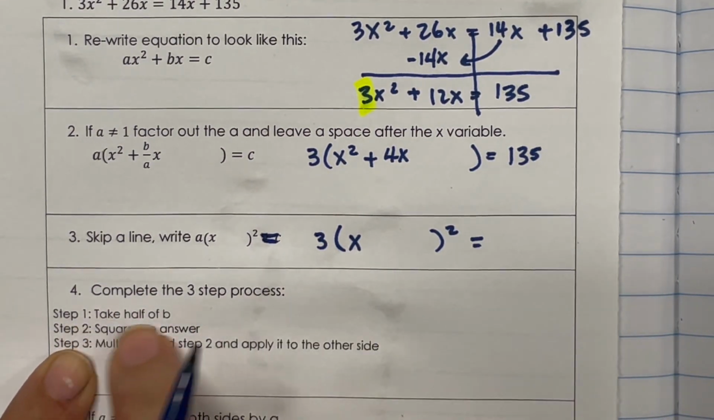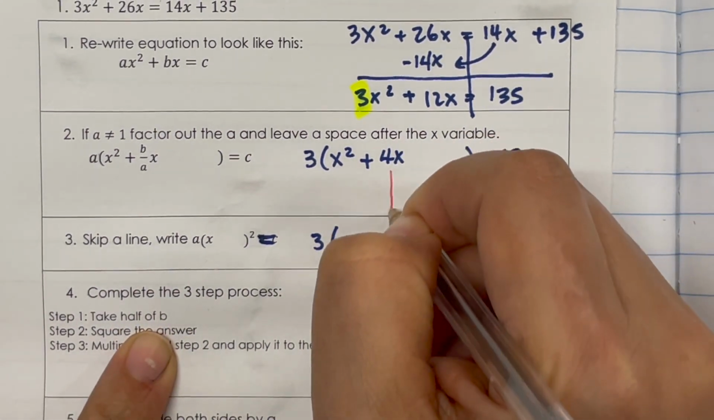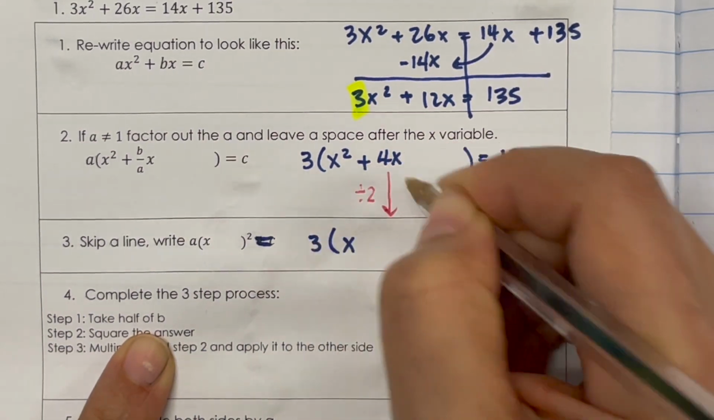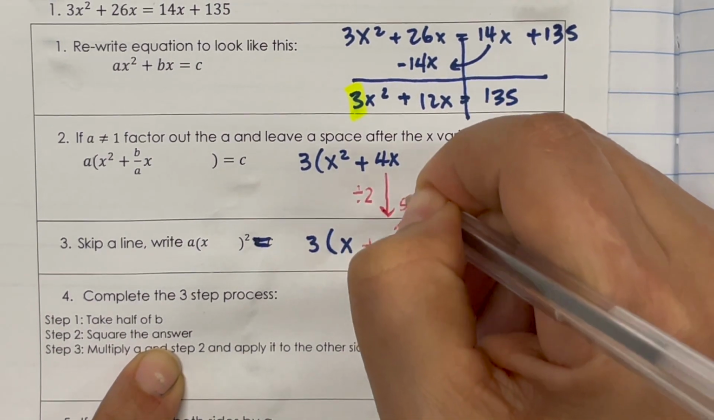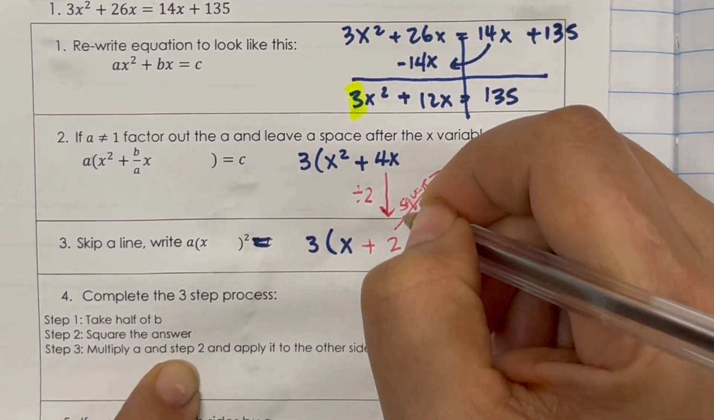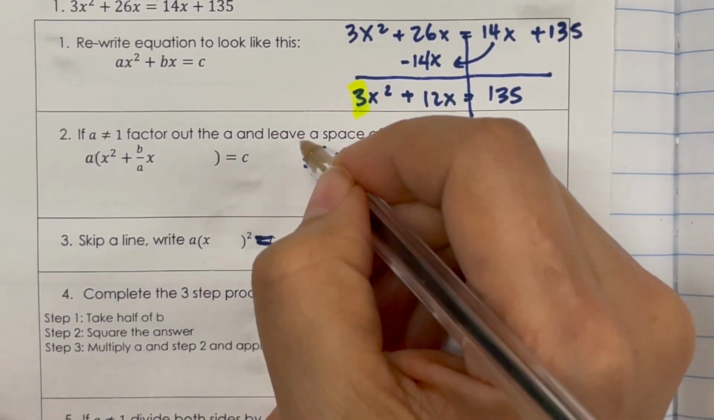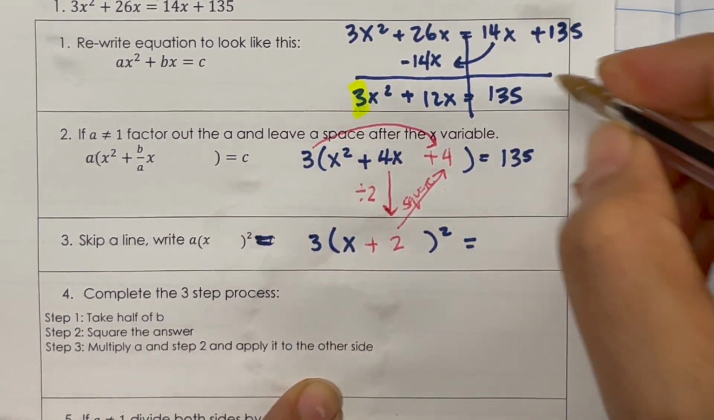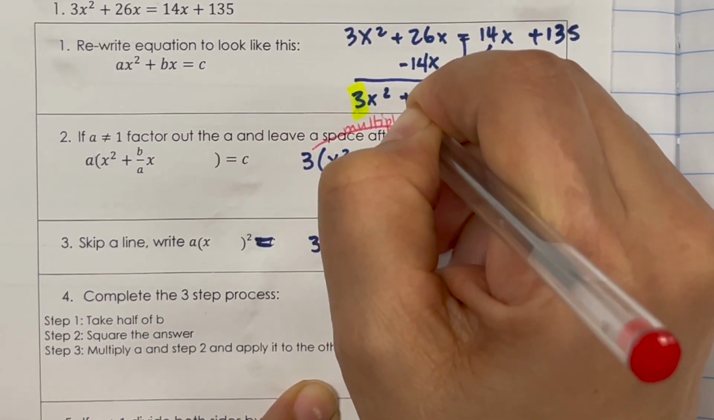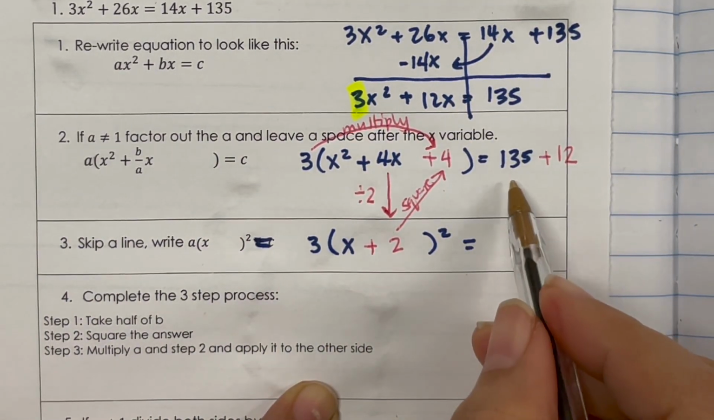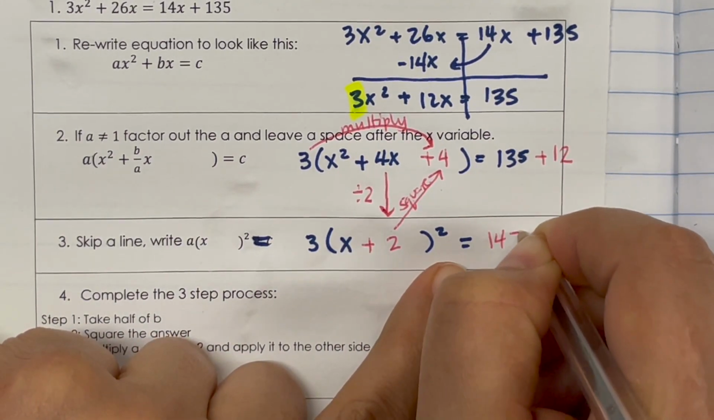All right, so we're going to divide by 2. So 4x divided by 2 is equal to plus 2. Take that answer and square it. So 2 squared is 4. So that's plus 4. Then multiply a and step 2, so multiply 3 and the answer I just got. 3 times 4 is 12. Apply to the other side. Write down multiply on top of that arrow. So what's 135 plus 12? That's going to be 147.